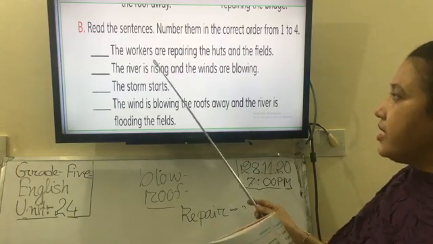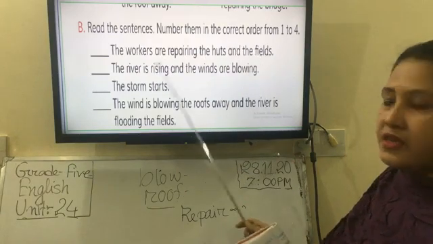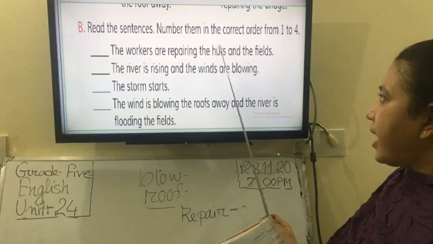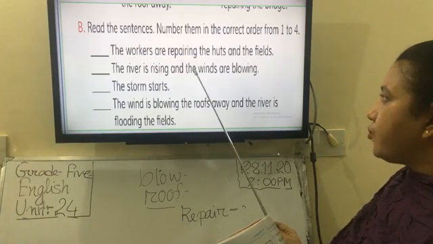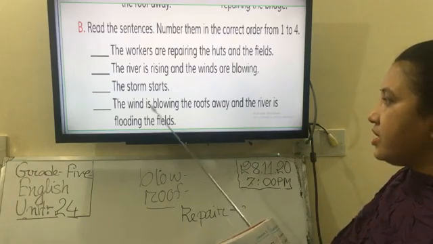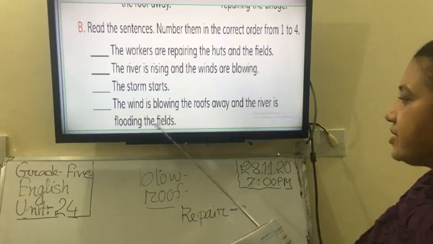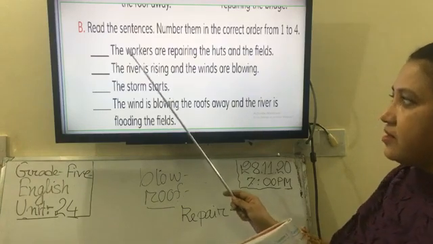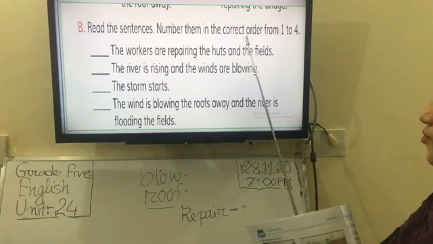At first I want to read out. The workers are repairing the huts and the fields. The river is rising and the winds are blowing. The storm starts. The wind is blowing the roofs away and the river is flooding the fields.